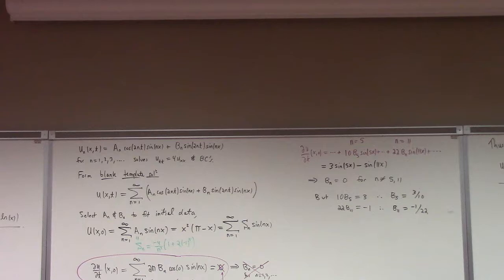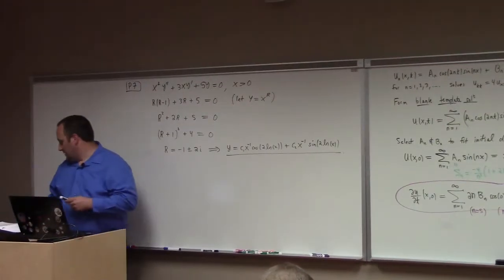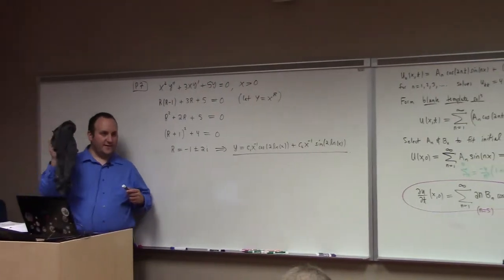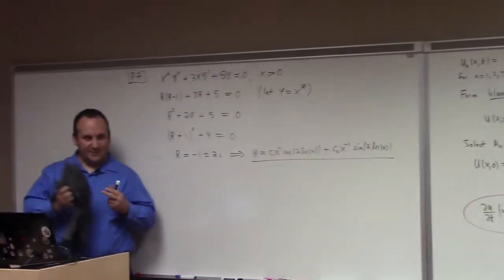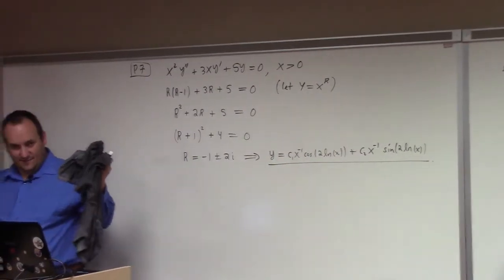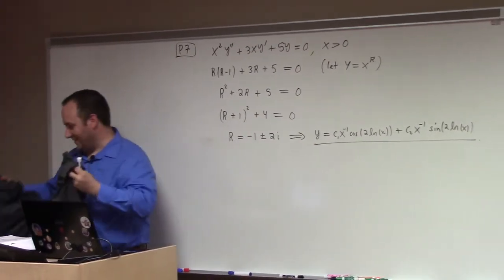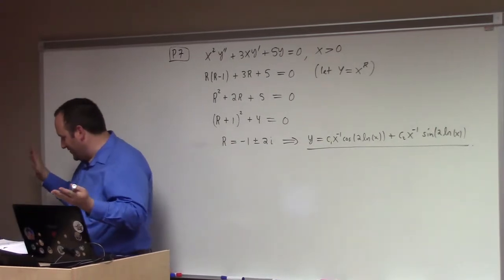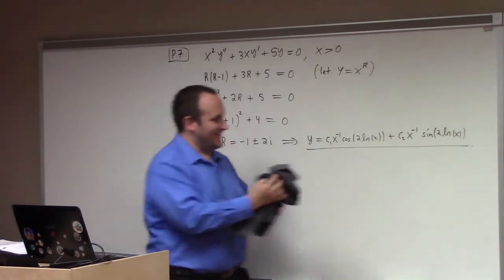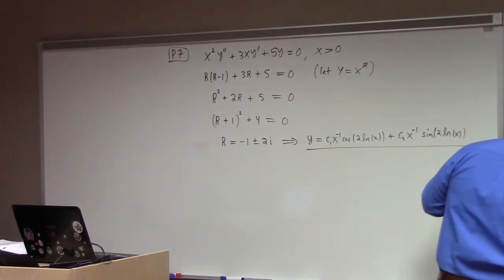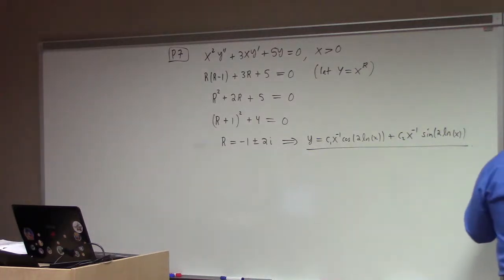Using our standard technique of picking off the real and imaginary part of the complex solution, x to the r. This is now camouflaged. I didn't realize it until just now. I just look straight at it. I can't see it. So sad. All right. So let's see here.